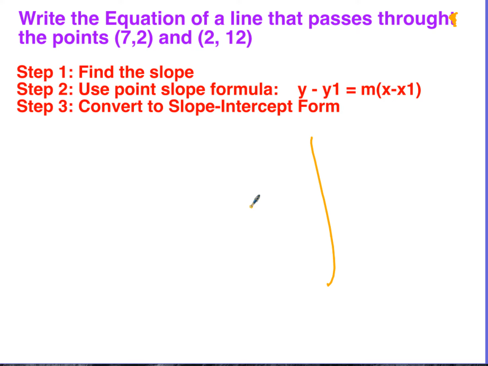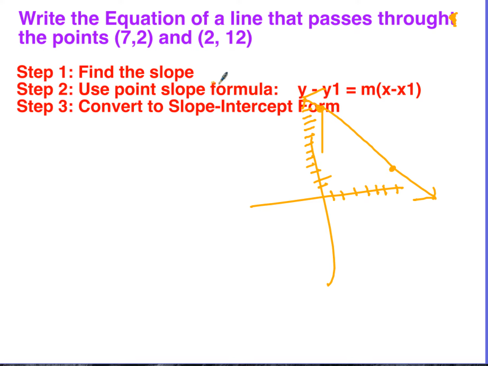Again, I could sketch my graph here. 7, 2: 1, 2, 3, 4, 5, 6, 7, 1, 2. So there's the first point. 2, 12: 1, 2, and then 3, 4, 5, 6, 7, 8, 9, 10, 11, 12. So here's my graph right here. I don't know where that line came from, ignore this. Okay, so there's a quick sketch of that graph. That's what this line looks like. It goes through these 2 points.